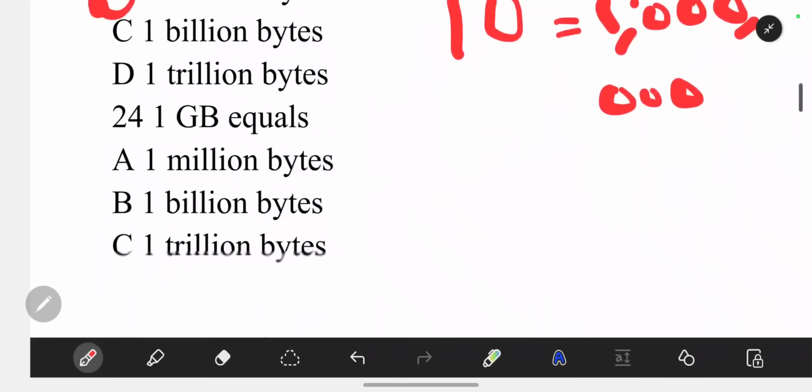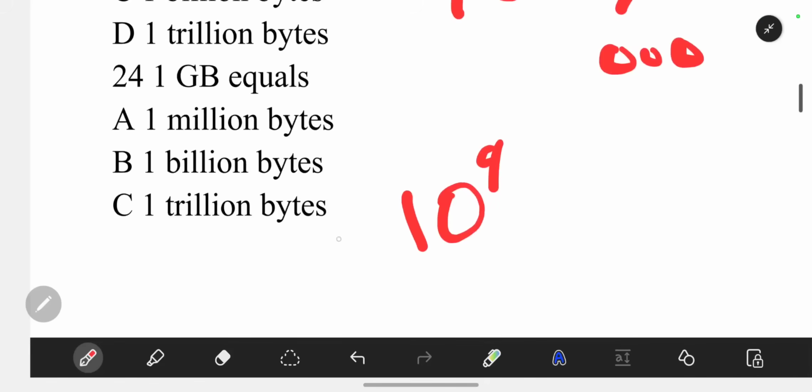Then when we look at our next one, we have our 24. 1 GB is equal to a giga, which has to do with 10 to the power of 9, which is a billion. A billion has 9 zeros.